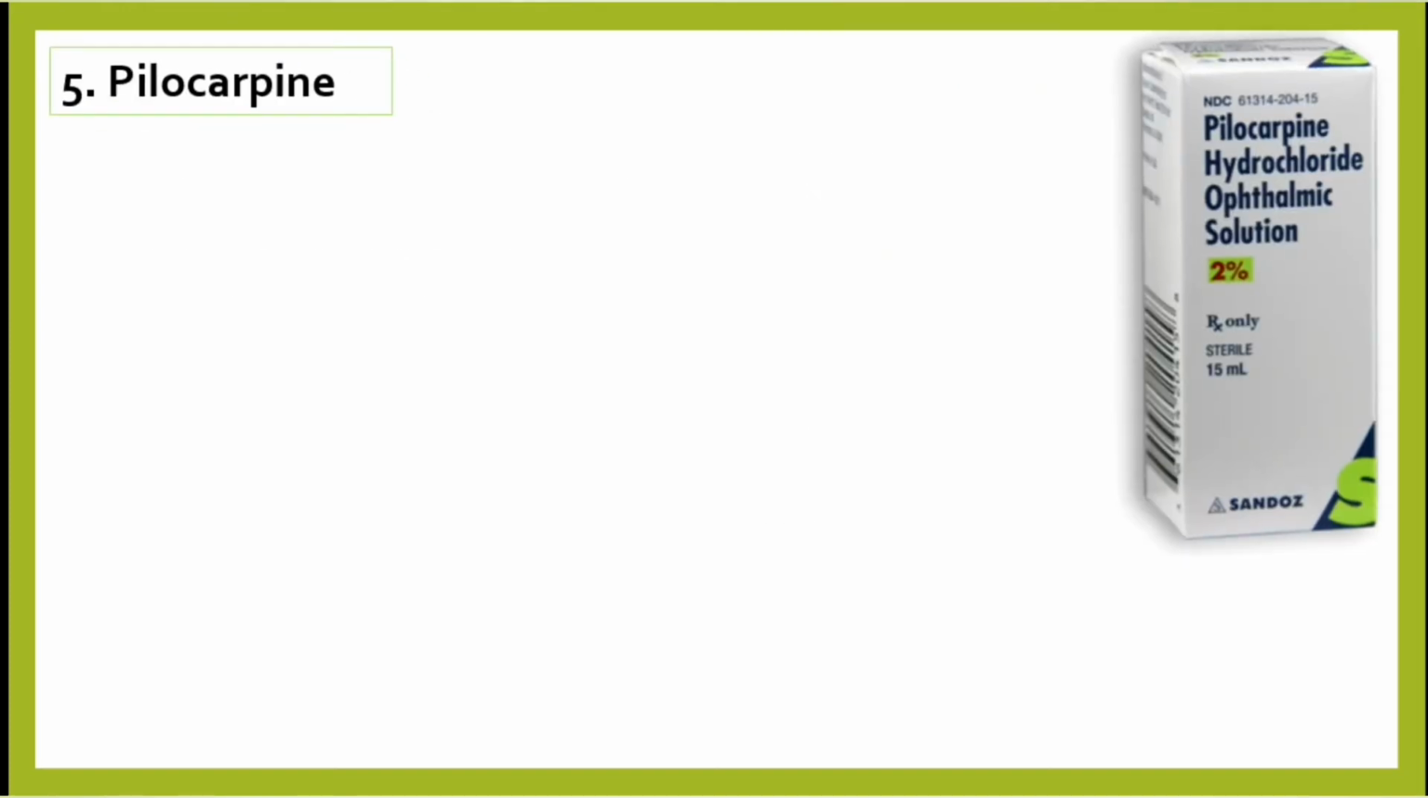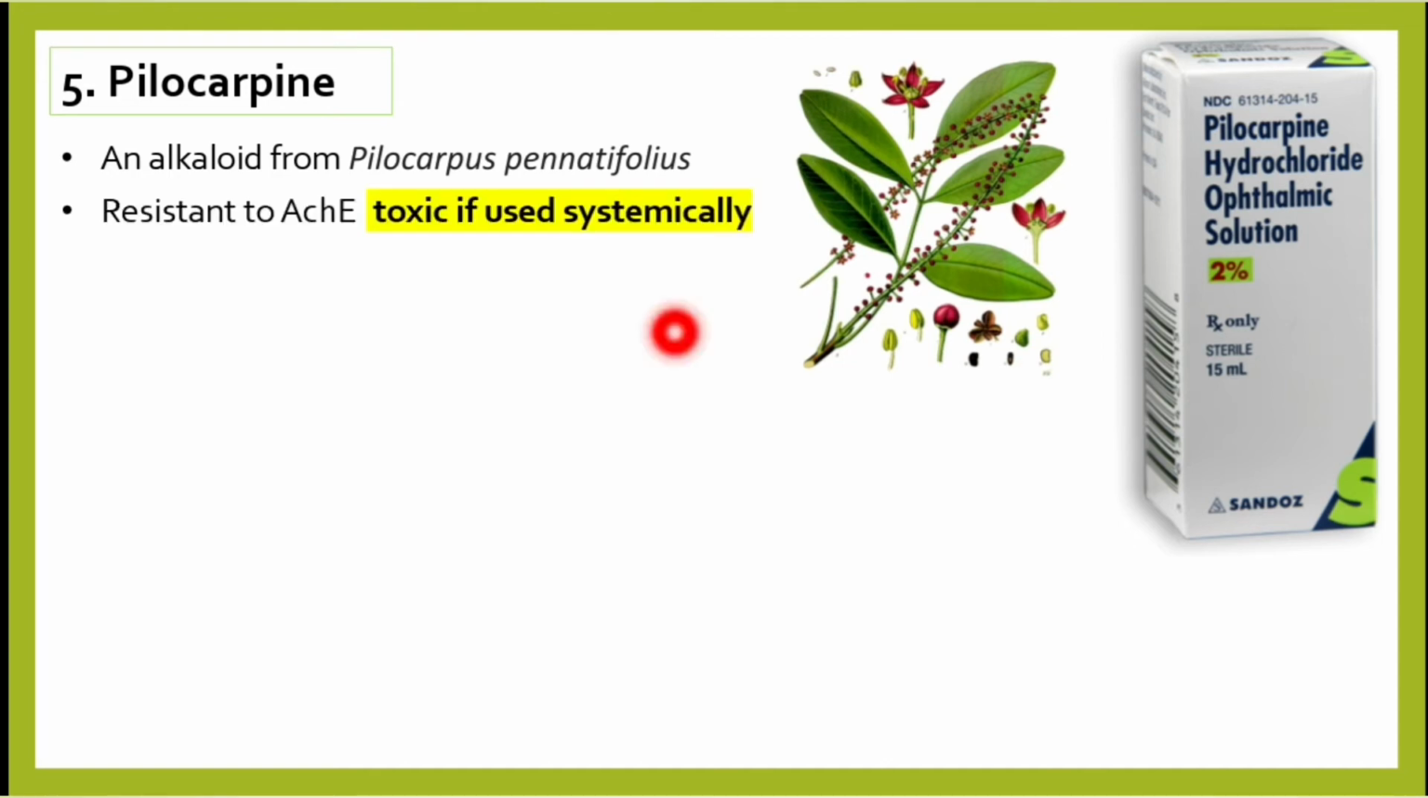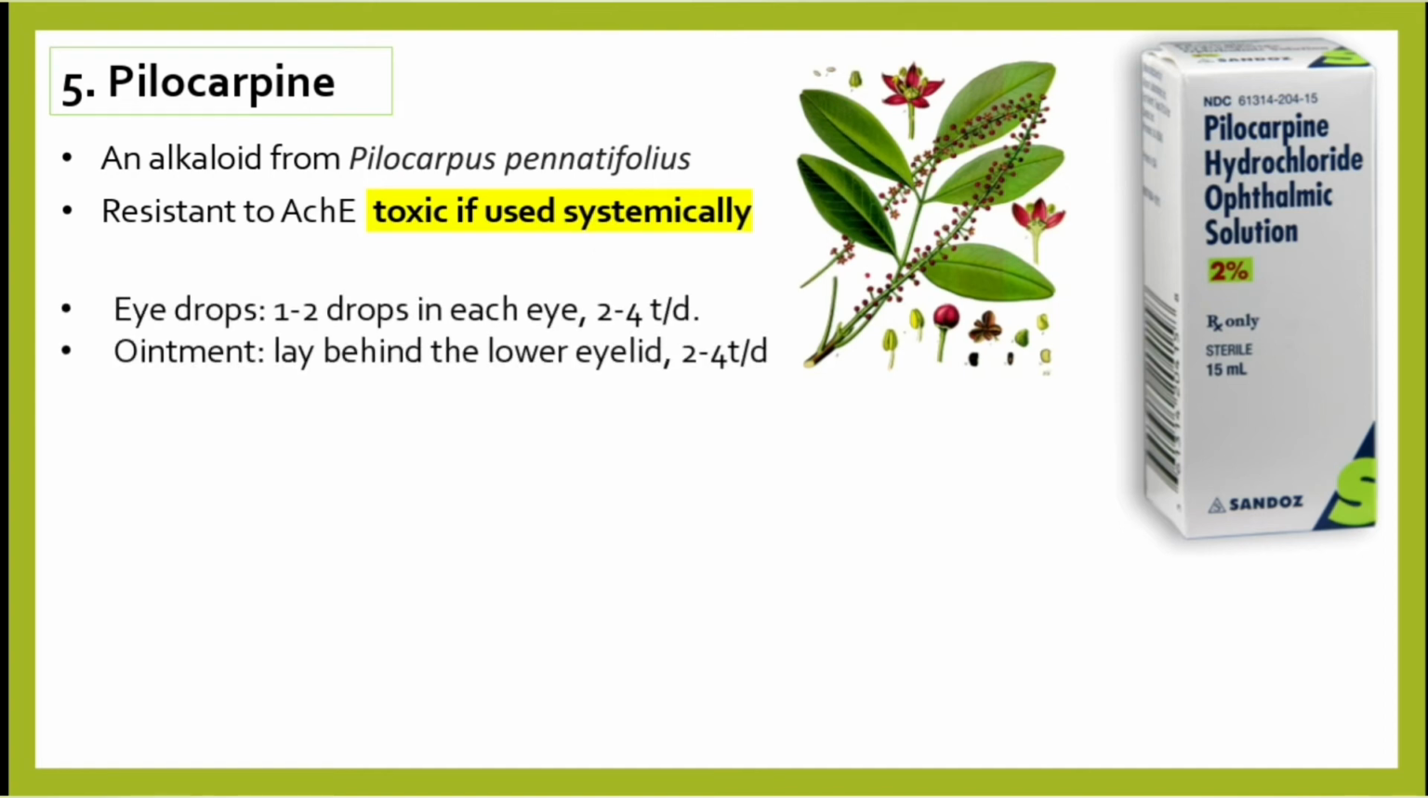The next one is pilocarpine. Pilocarpine is an alkaloid from Pilocarpus pennatifolius. So this is the plant, that's where it comes from. It's resistant to acetylcholinesterase, and this drug is toxic if used systemically, so it's mainly used as eye drops.